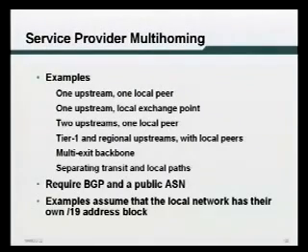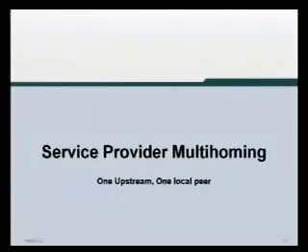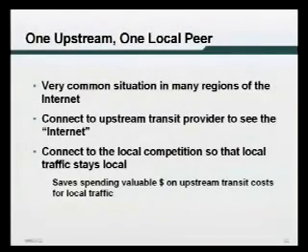So the first one's a nice easy one: upstream, one local peer. Actually, rather than reading them out, I'll just work through them. We need BGP for all these, of course. We need a public AS number. All these examples assume that the local network has their own /19 address block, just to keep it easy. So this is a very common situation in many regions of the internet.